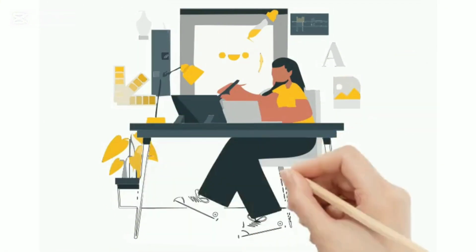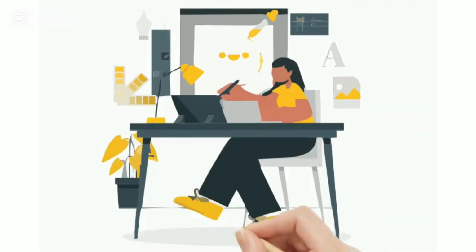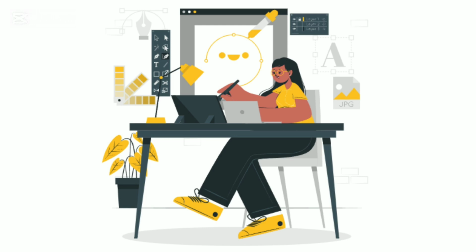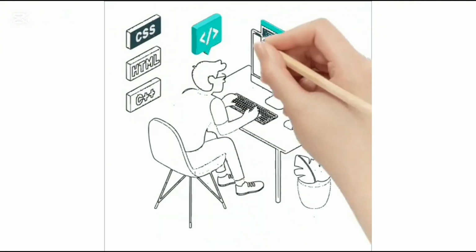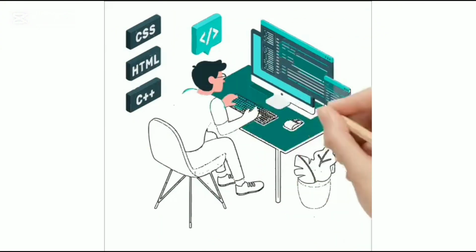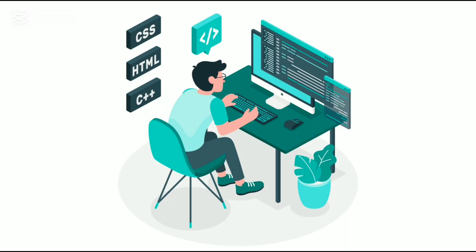Customizing your channel. Step 1. Add a channel banner and logo. Click on your profile, then go to YouTube Studio, select Customization, Branding, upload a profile picture and banner image. Recommended image sizes: profile picture 800 by 800 pixels, banner 2560 by 1440 pixels.